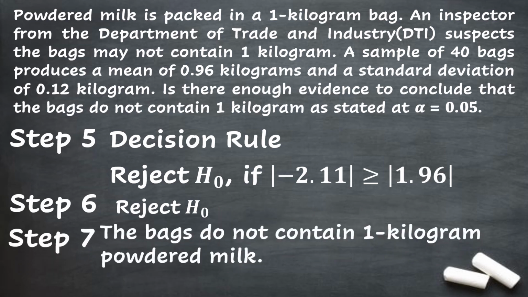And finally, the last step is step number 7. We have to draw conclusions from the previous steps. For the conclusion, we have the bags do not contain 1 kilogram powdered milk since we reject the null hypothesis.